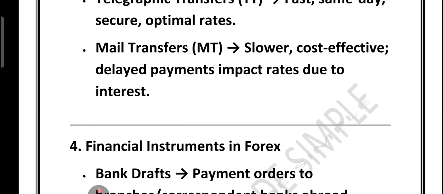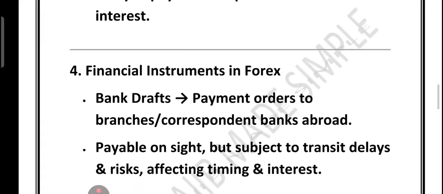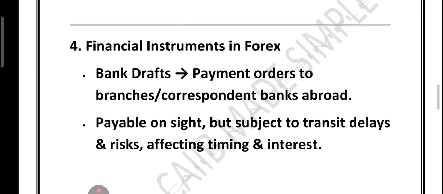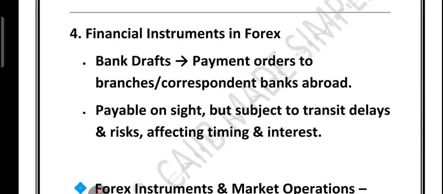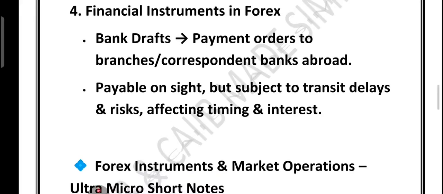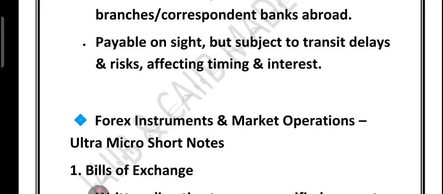What about the financial instrument in forex? You know it very well: bank draft. A payable order sent to the branches or correspondent bank abroad is called a bank draft. It is paid on site, but transit delay and risk can affect the timing and interest. So to conclude, foreign exchange operations are driven by trade and individual needs. Central banks regulate the function.